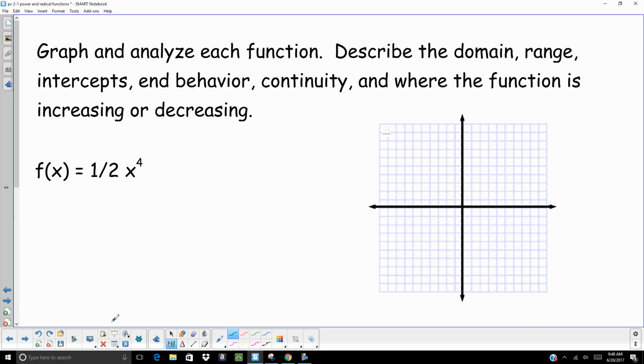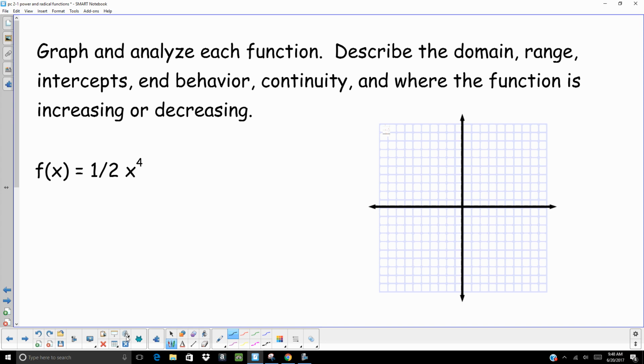So on this one, we want to graph and analyze each function, describe the domain and range, the intercepts, end behavior, continuity, and where the function is increasing or decreasing. So there is a lot going on here. Some of it I'll write down, some of it I'll probably just verbally be talking about, if I can get it out. You might want to pause on occasion and take a better look at it.